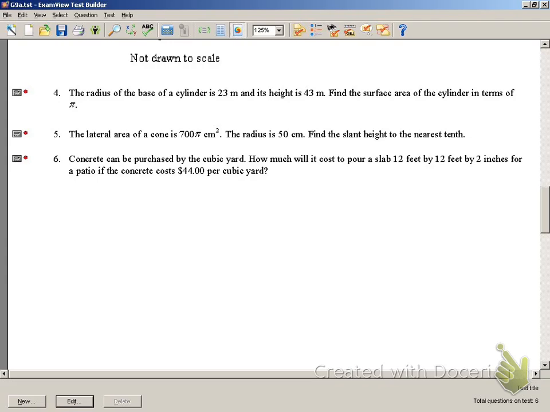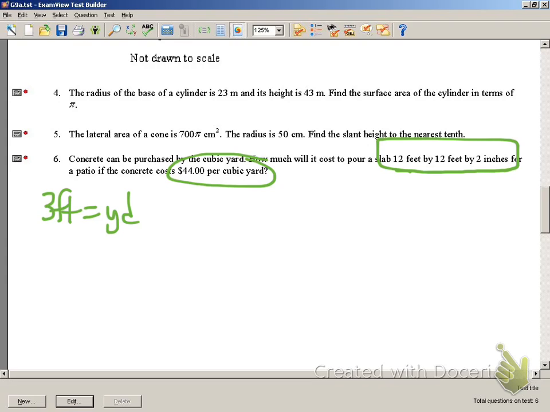Now, we have a couple of things going on in this problem. Notice that our dimensions are 12 feet by 12 feet by 2 inches, and everything is measured in cubic yards. So we need to be able to convert into cubic yards, understanding how many feet are in a yard and so forth. Now, we know there's 3 feet in a yard, and we know that there are 36 inches in a yard. So from the very beginning, we can go ahead and convert these.